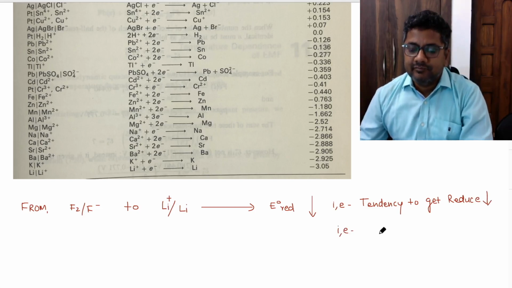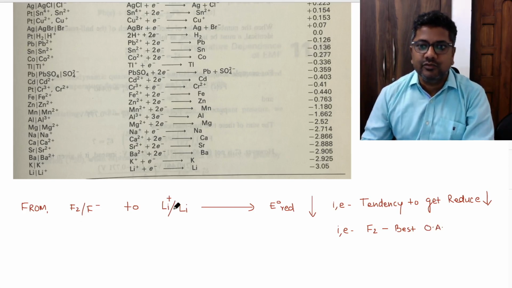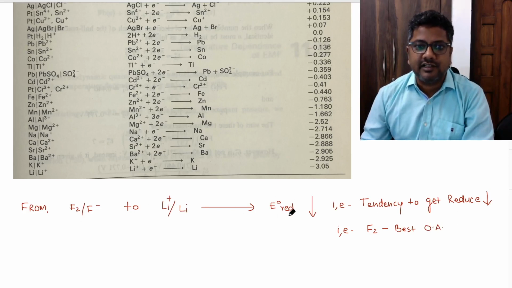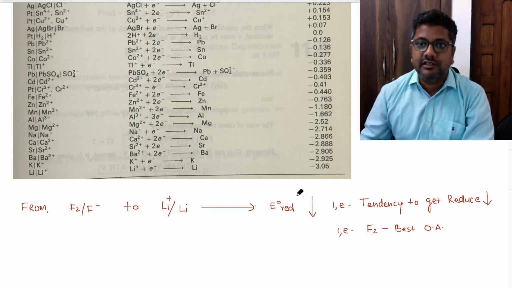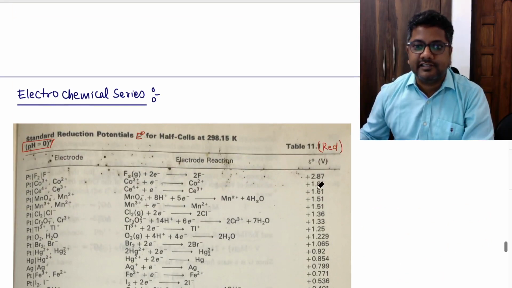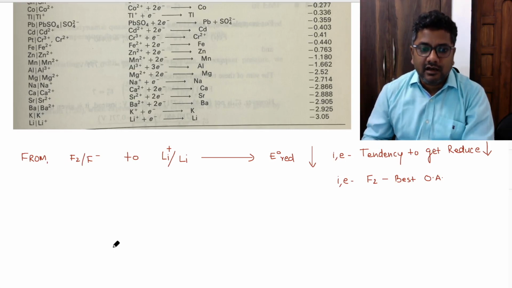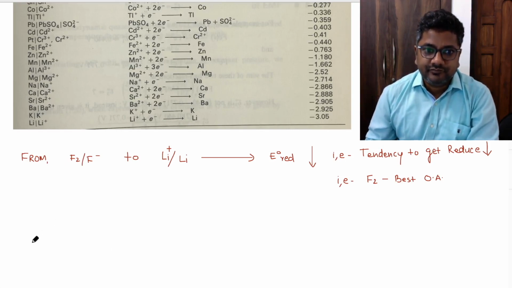That is, you can say that F2 is the best oxidizing agent, because for F2 the E naught reduction potential is highest. See, for this it is minus 3.05 and for this plus 2.87. So for which is E naught reduction maximum? For F2 to F minus. So F2 is the best oxidizing agent. Clear to everybody?